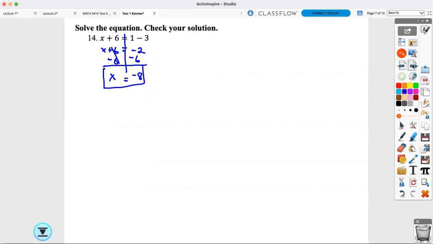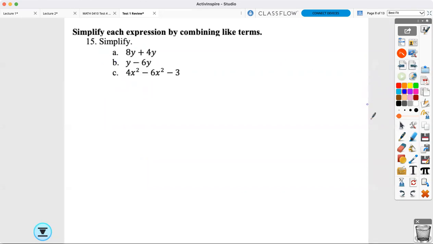All right. Number 15, simplify each expression by combining like terms. So I'll give you about 2 minutes to set this up into your notebook.